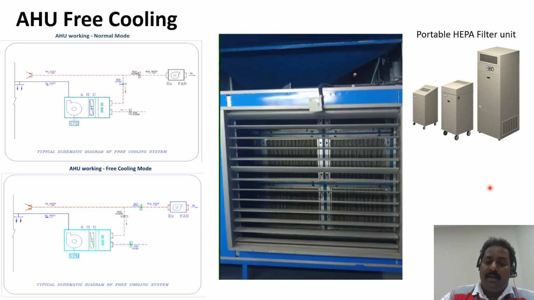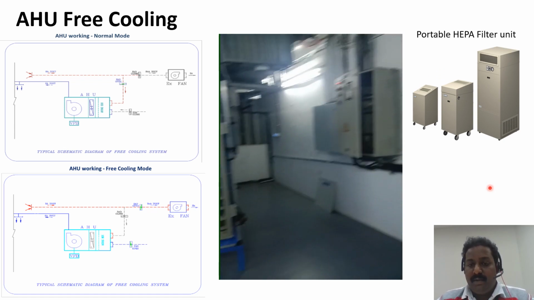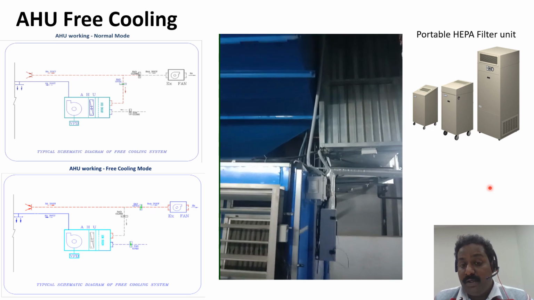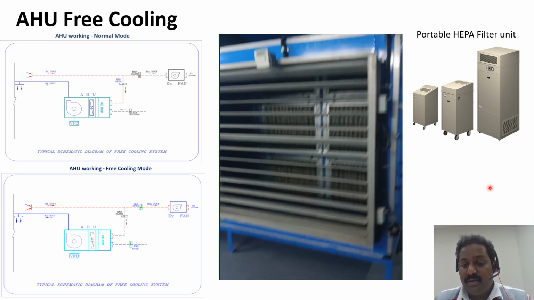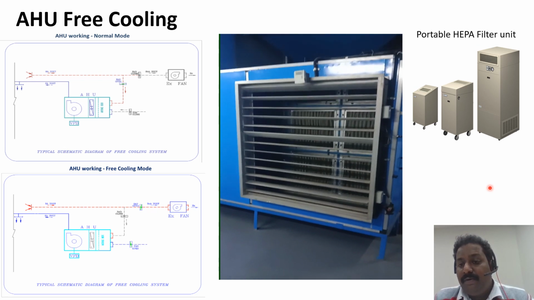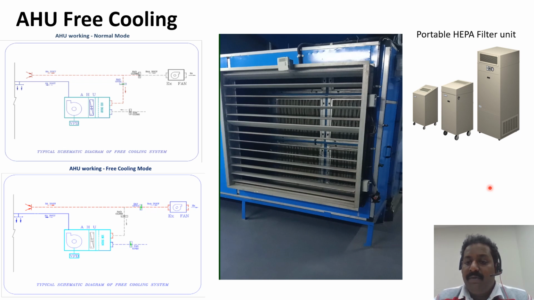So nowadays, portable HEPA filter units are available. If an AHU unit can't be retrofitted with a HEPA filter due to the static pressure, as we discussed earlier, there is a portable filter unit available in the market. We can simply take this HEPA filter and place it in the AHU room or wherever the filtration level is required. It will pass the air through the filter and capture air particles less than 1 micron, and the fresh air will be supplied back.